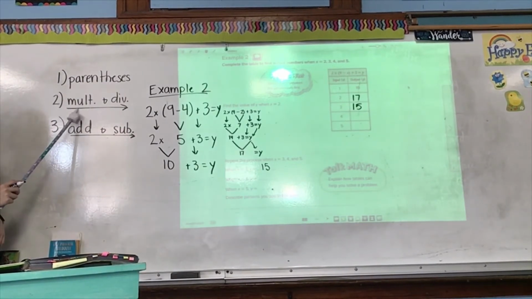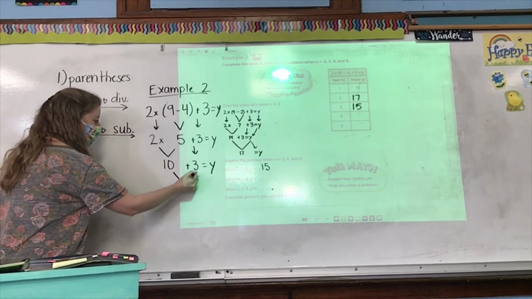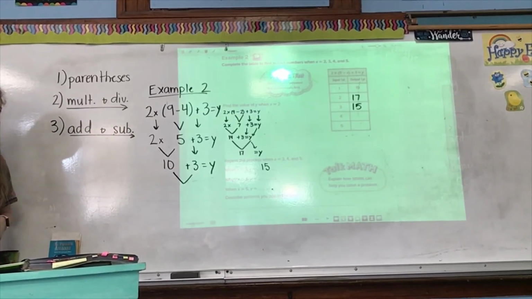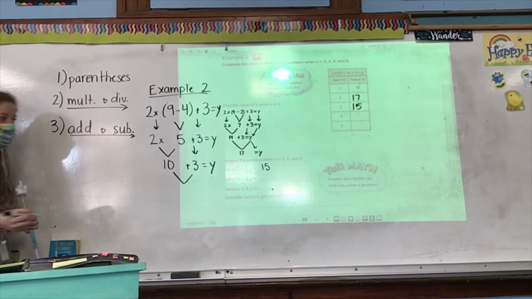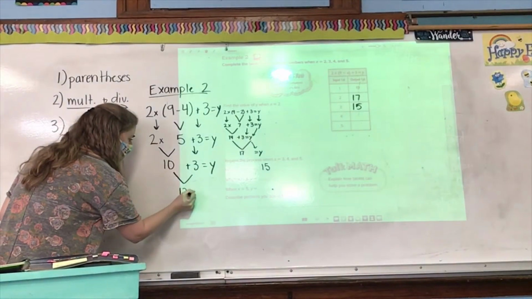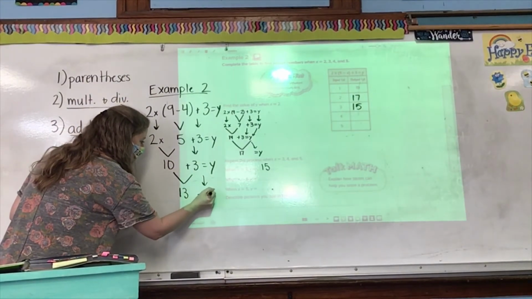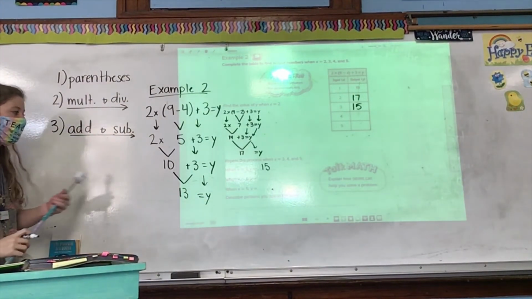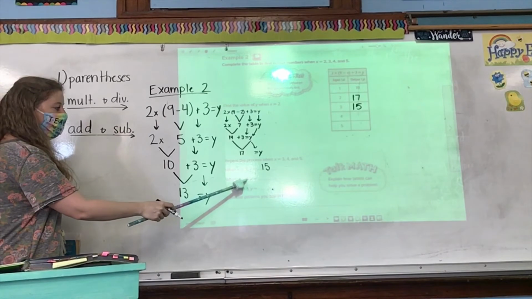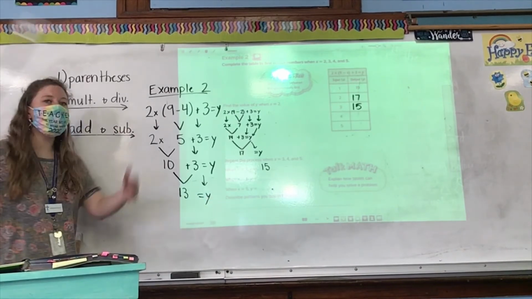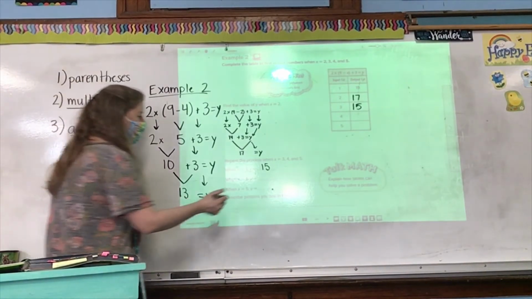We have no more multiplication and division, so let's move on to step 3. Take a second. Class, 10 plus 3 is? 13. Bring down the rest of the equation. Class, when x equals 4, y equals? 13.